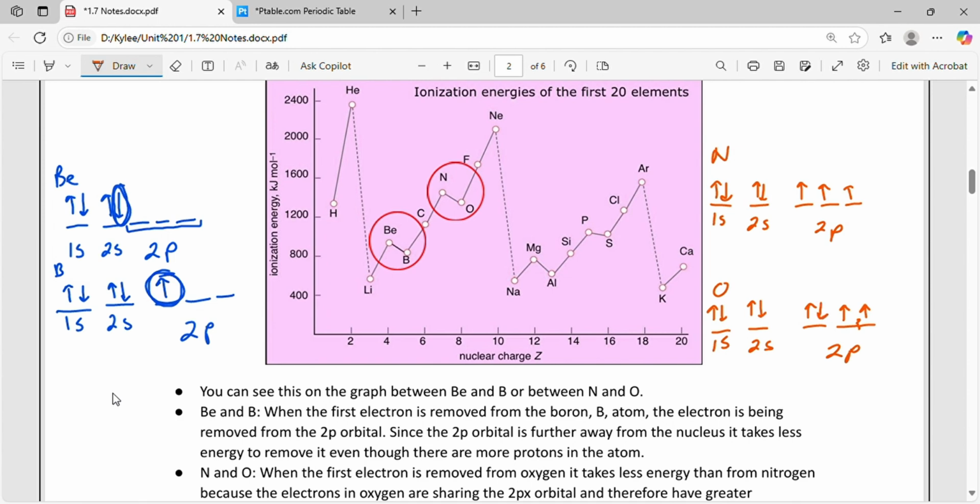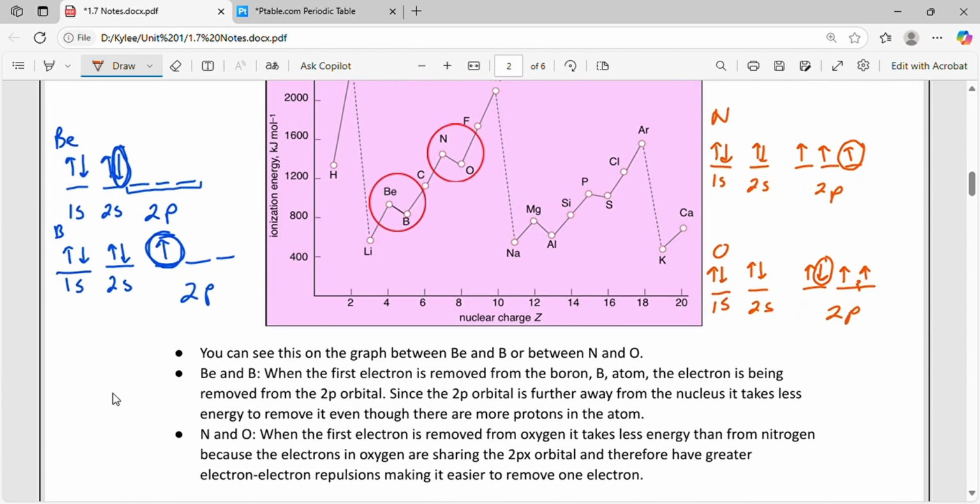And so what happens is when we remove the first electron from oxygen, it's actually easier to remove this electron than it is to remove one from nitrogen. And the reason for this is because these are electrons. Both have negative charges. Part of the reason we can only put two of them in an orbital is they're repelling each other. And we call that electron-electron repulsion. So if they are repelling each other, then it's going to make it a little easier to remove that electron than it would be up here in nitrogen.